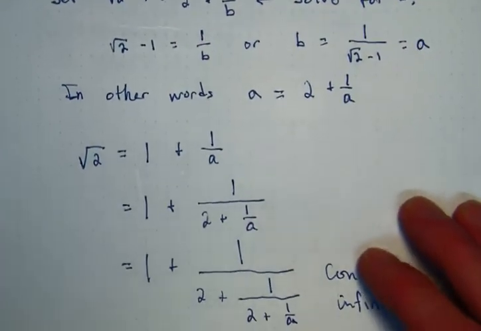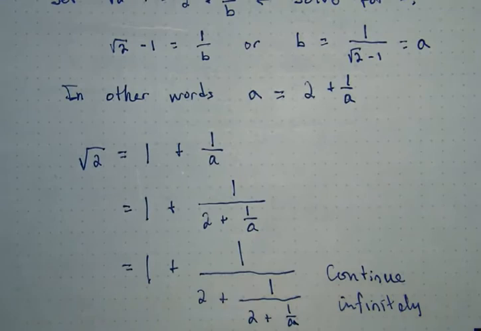So we could use a similar method for any square root, any irrational square root. We could find a continued fraction approximation in a similar way.